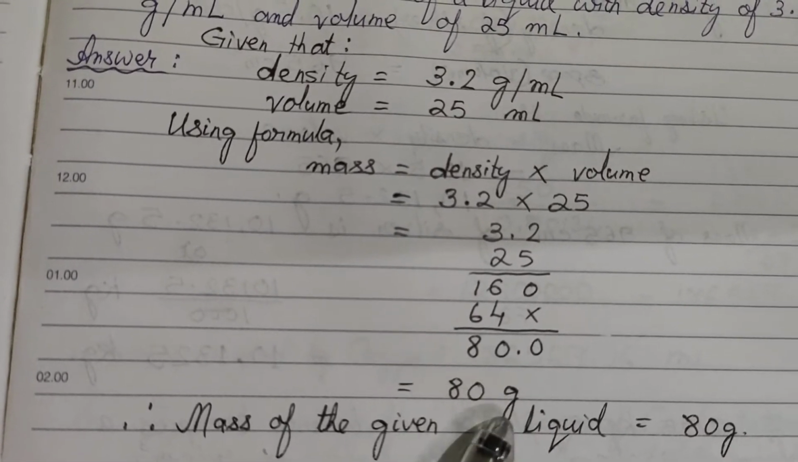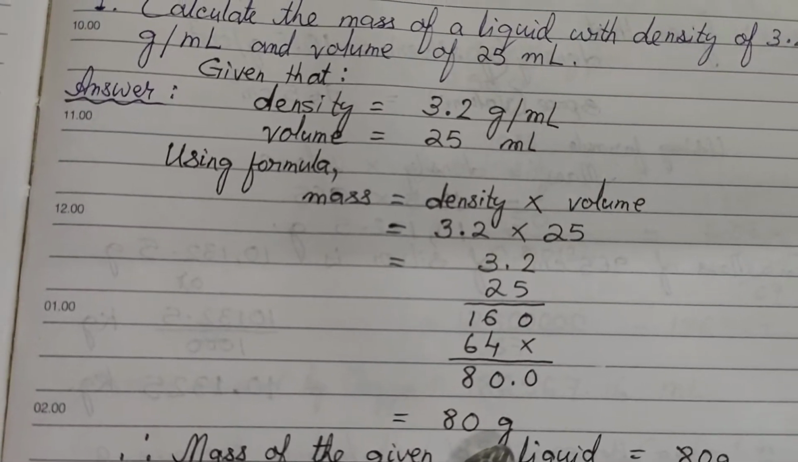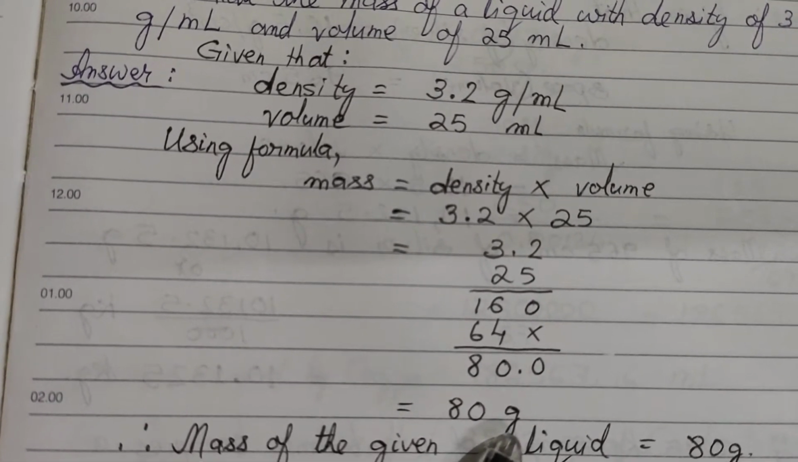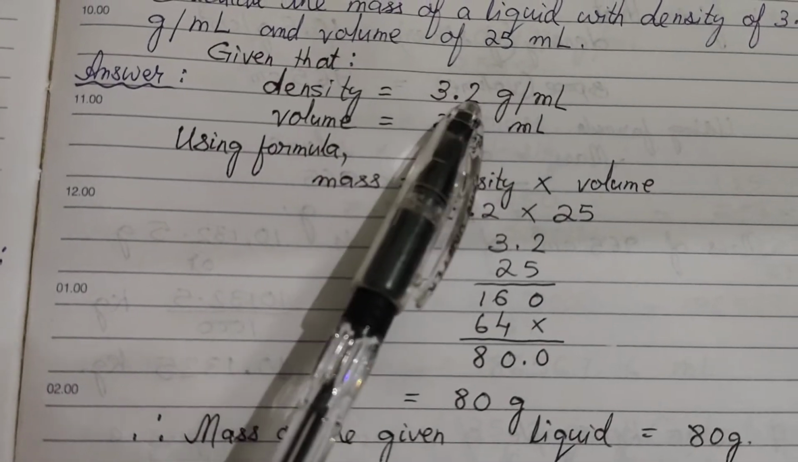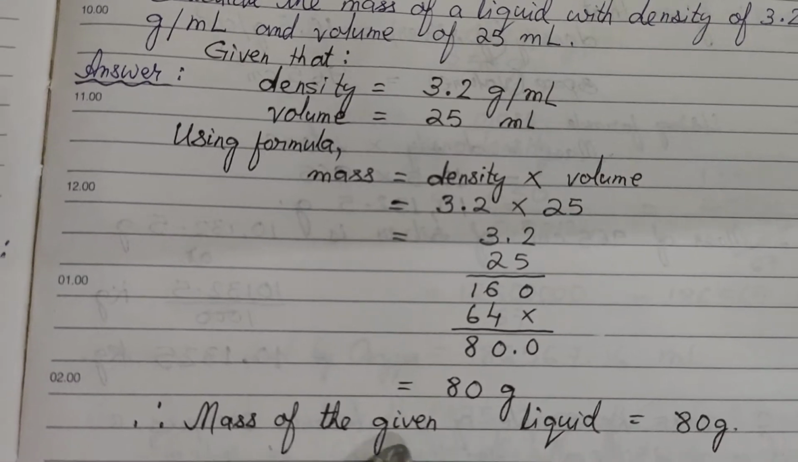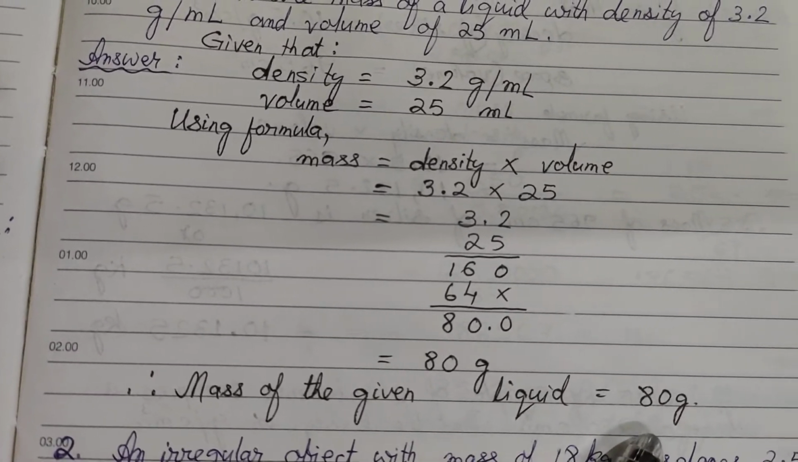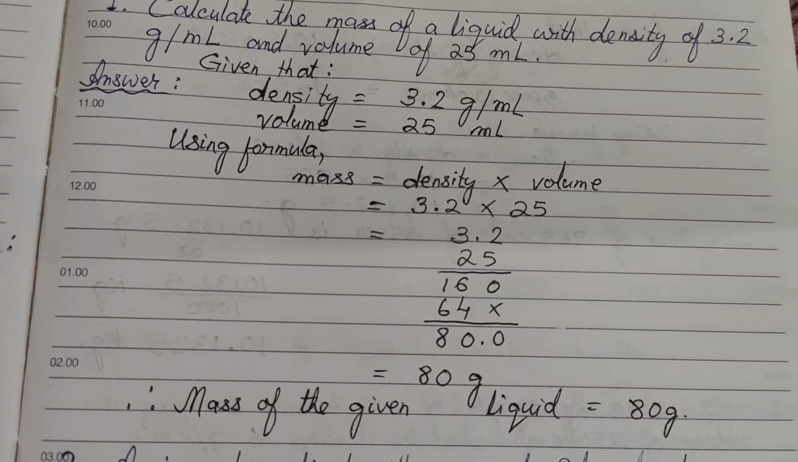And what will be the unit of mass? Remember, we have two units: in SI, kilogram, and in CGS, gram. And we have been using the CGS units. So our unit will be the CGS unit, gram. So the mass of the given liquid, whose mass they have asked us to find, is 80 gram.